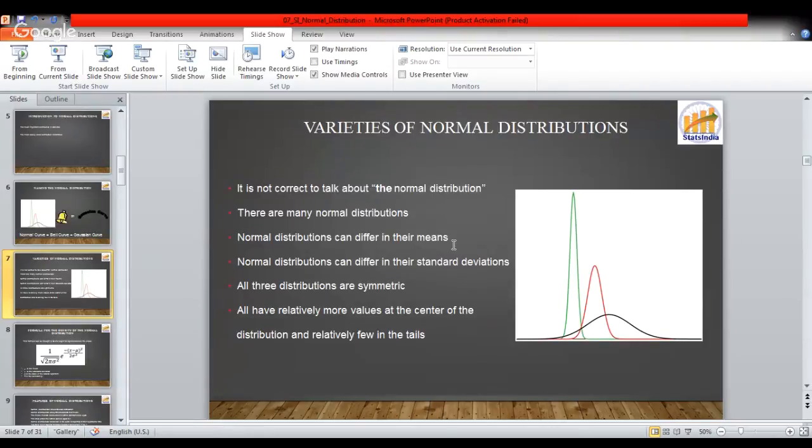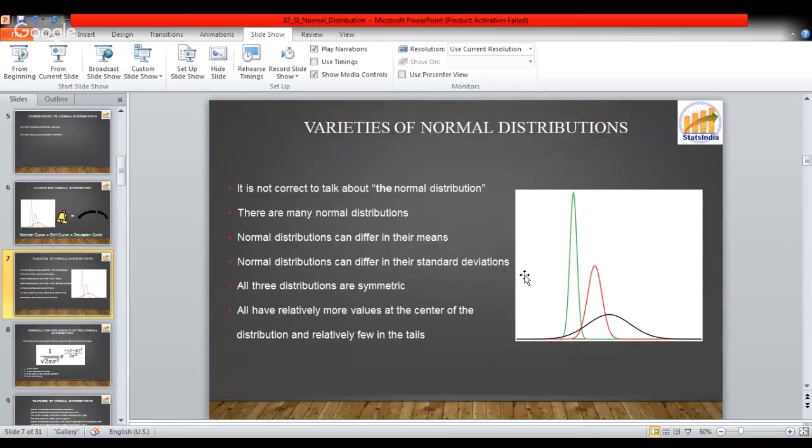So here we see a normal distribution for three variables. In the first, the mean is less, or we can say that the mean is different for all the distributions, and similarly the variance. Now, though there is a difference, there is some similarity in it also.